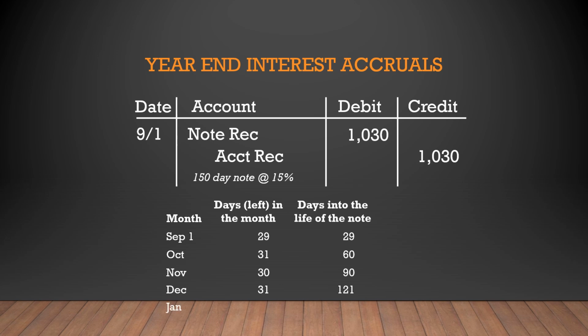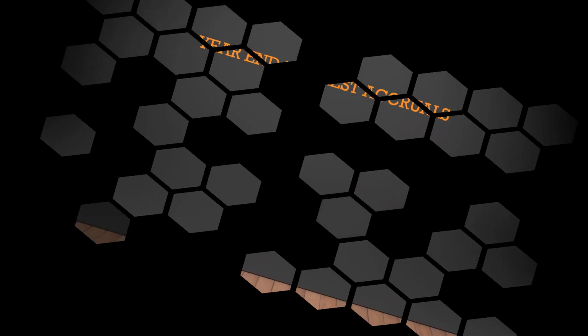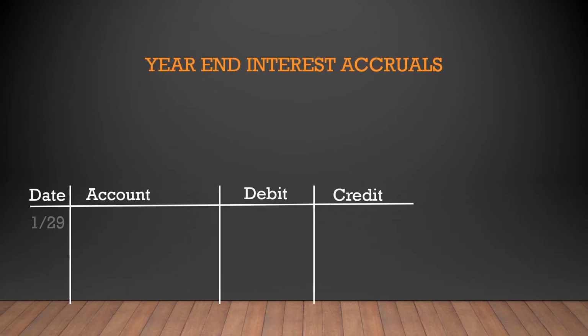Finally, we have January of the following year. We're trying to get to 150 days, so we won't need the entire month of January. Rather, we'll just need 29 days, meaning the due date is January 29th. The fact that this note won't mature until next year adds a little complexity to the entry on that date, but only marginally so.